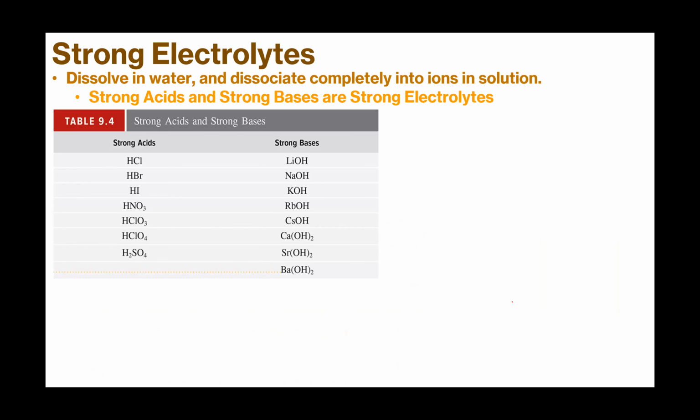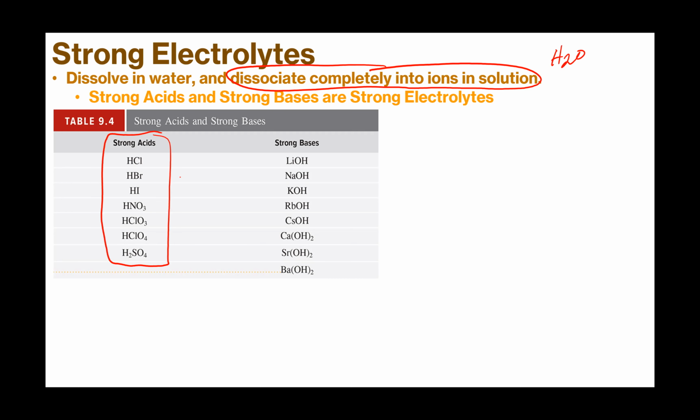All right, let's refresh our brains here about strong electrolytes. Remember, strong electrolytes dissociate completely into ions in solution, when they're dissolved in water. We said all soluble ionic compounds are strong electrolytes, as are all strong acids. We said you had to memorize these; there are 7 of them. The strong bases are also strong electrolytes, and I didn't make a huge deal about memorizing these simply because the strong bases are all soluble hydroxides.